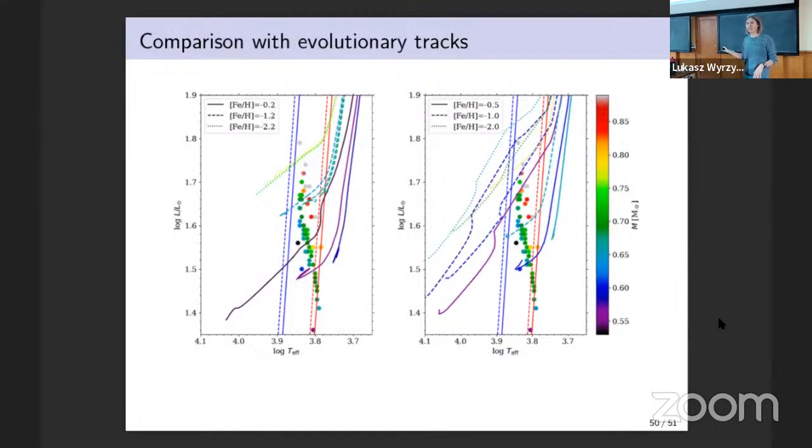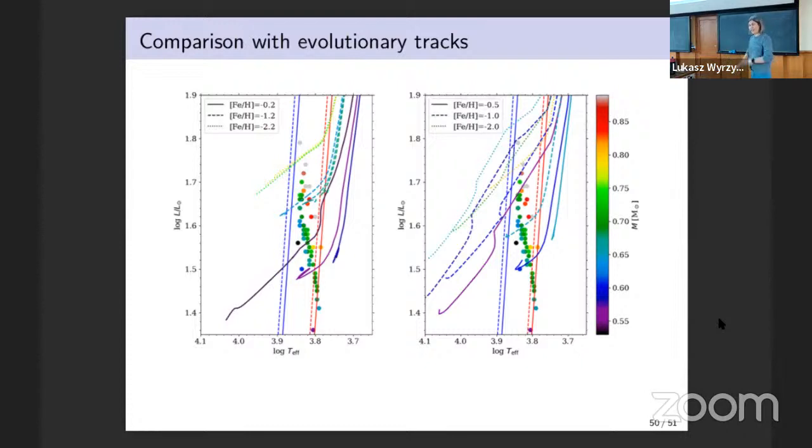So this is a rough comparison of the stars that I modeled with the evolutionary tracks of the horizontal branch stars. On the left panel, these are tracks from the Basti database, and on the right from the Dartmouth database, for 3 different metallicities. The solid line is the highest metallicity, then we have dashed line and dotted line for the lowest metallicities. And the color of those tracks is again from this legend.